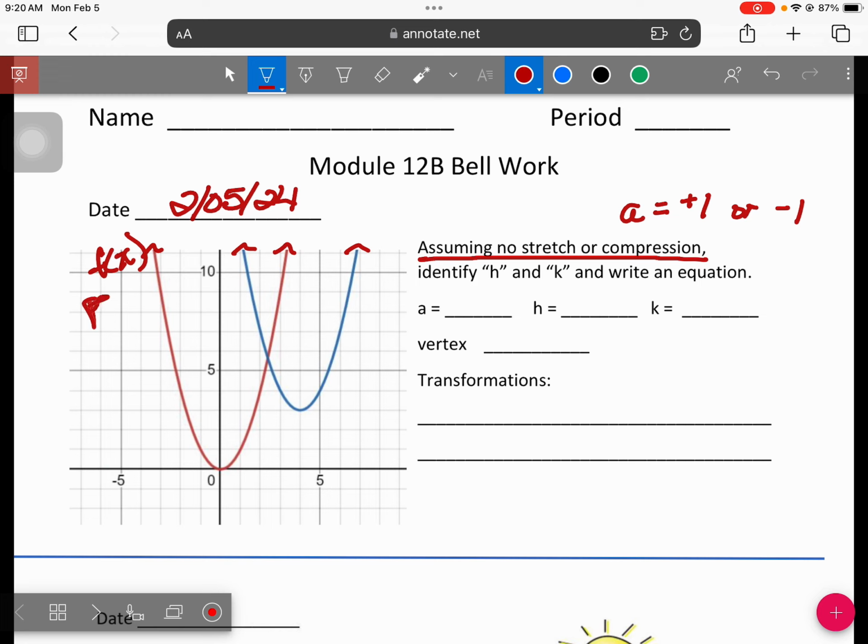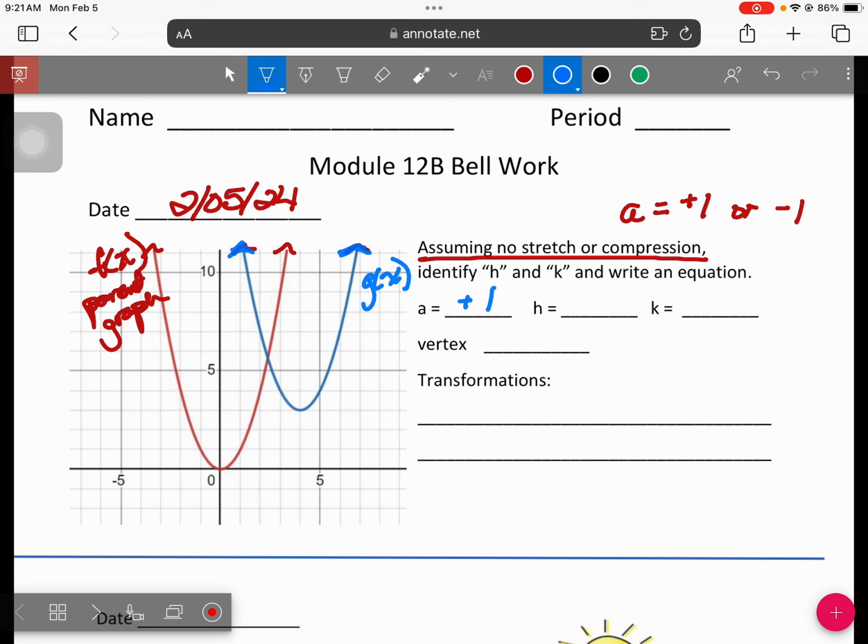And as I look at my transformed graph here in B, this is f of x. This is my parent graph. Okay. And this is g of x. This is the transformed one. As you look at this transformed one, what is my A value then? Is it +1 or -1? And how do we know? Why is it positive? Yeah, it's going up, right? Both ends of the parabola are going up. So A is equal to +1.